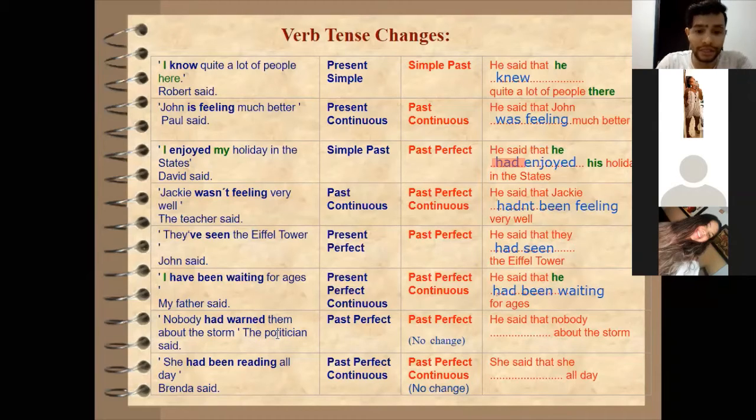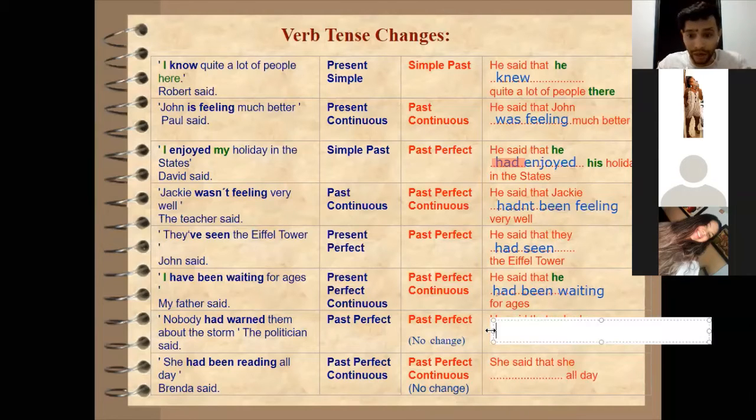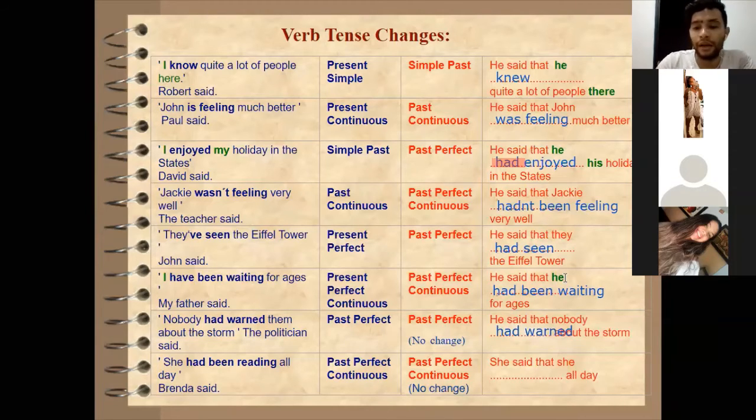Nobody had warned them about the storm, the politician said. Had warned tells me that the tense is in the past perfect. And when we use the reporter's speech, there's no change because we use the same past perfect, right? So he said that nobody what? Had warned. All right, had warned them about the storm. There you go, right? One more time. So far, I think it's easy.